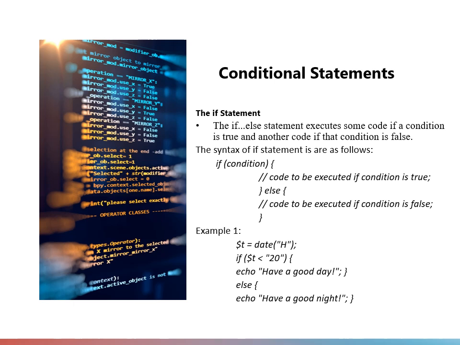So we came up with an example. Now we'll look at the date. We declare a variable $t equals the date. We're trying to know the hour of the day. So if $t is less than 20 hours, then echo "Have a good day," meaning it is during the day. Else, "Have a good night."